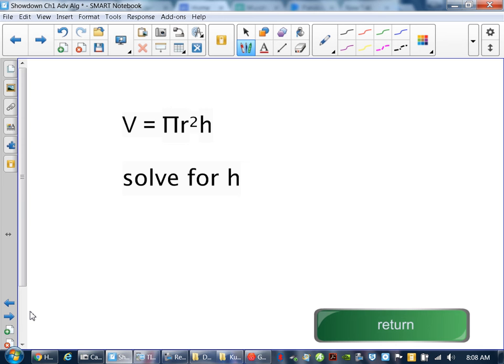Volume equals pi r squared times the height. Solve for height. I think I know how to do this. Your pi isn't squiggly, and I'm depressed. That's what happens when you just type it in. You can type pi, there's a button in here.